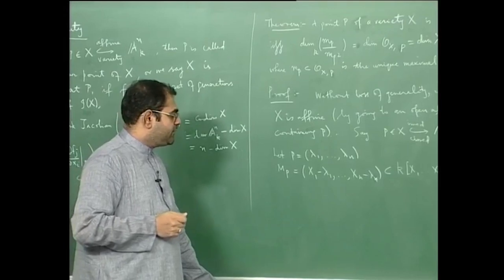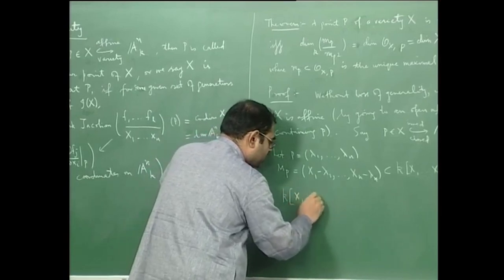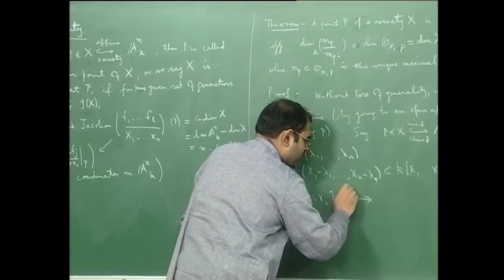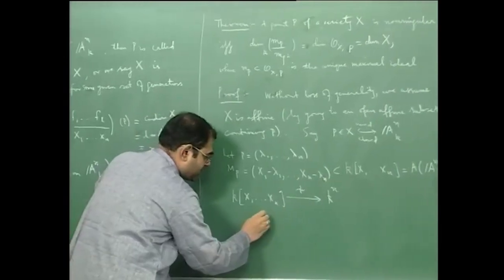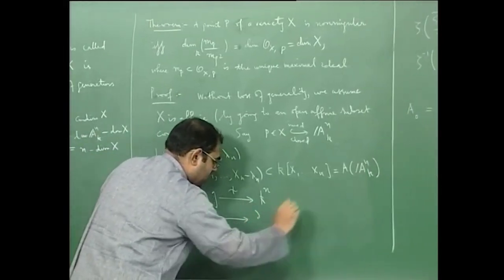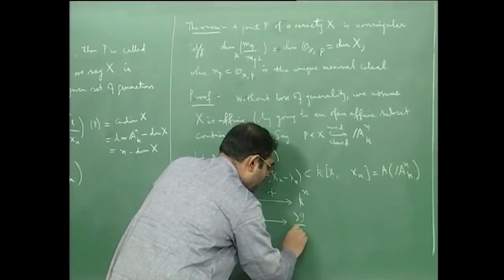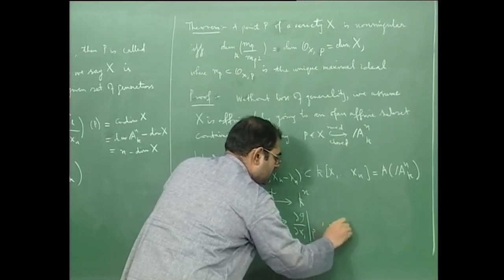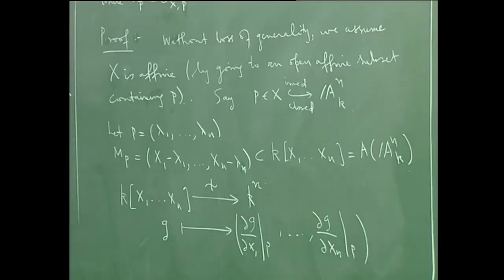All right, and what we'll do is define this map from k[x1, through xn], this map psi, into k^n. So here is my map. The map is very, very simple. Take any polynomial g in n variables. Take its gradient at p, which means take dou g by dou x1 at p, through dou g by dou xn at p. So just take the partial derivatives with respect to each of the variables in this order and then evaluate them at p.